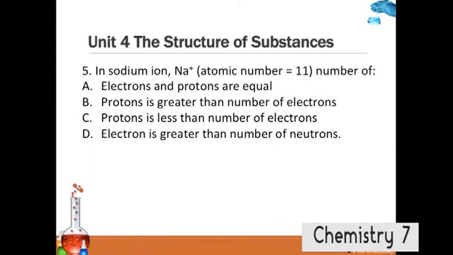In sodium ion, Na+, the number of electrons and protons are equal. The number of protons is greater than the number of electrons. The number of protons is less than the number of electrons. The number of electrons is greater than the number of neutrons.